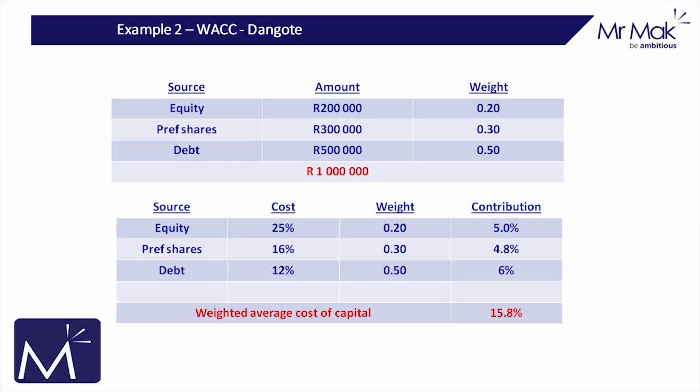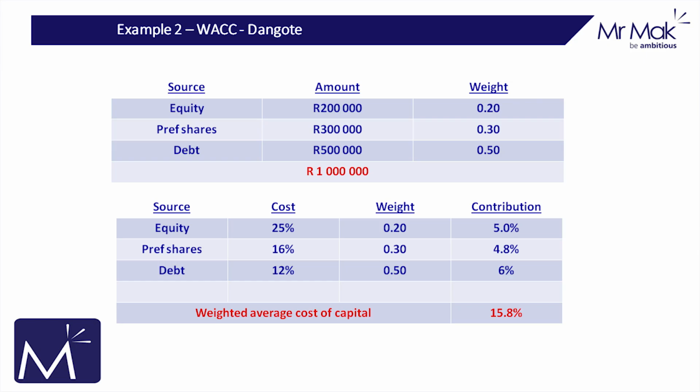Similarly, for the preference shares, you take the total preference share amount of $300,000 divided by the total capital base of $1 million. That gives us a weighting of 0.3. Finally, for the debt, we take the total debt amount of $500,000 and divide that by the total capital base. That gives us a weighting of 0.5. If you add up your weightings, again, they should always add up to 1. If they don't, you've made a mistake somewhere.